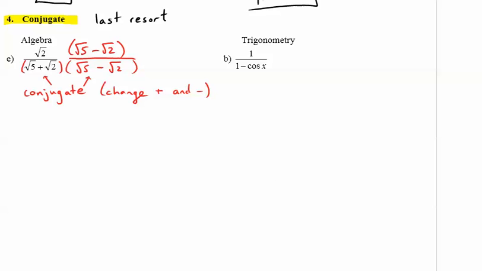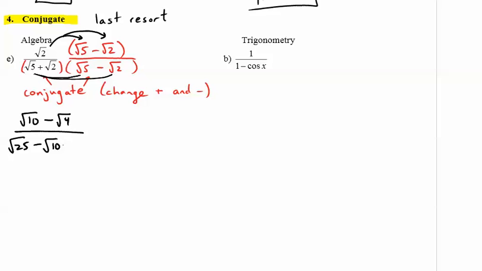So let's do that multiplication and expand here. Root 2 times root 5 is root 10. Root 2 times root 2 is root 4. We'll FOIL the bottom. Root 5 times root 5 is root 25. Now the outsides. Root 5 times root 2 is root 10. Now the insides. Root 2 times root 5 is root 10. And the last terms. Root 2 times root 2 is root 4.